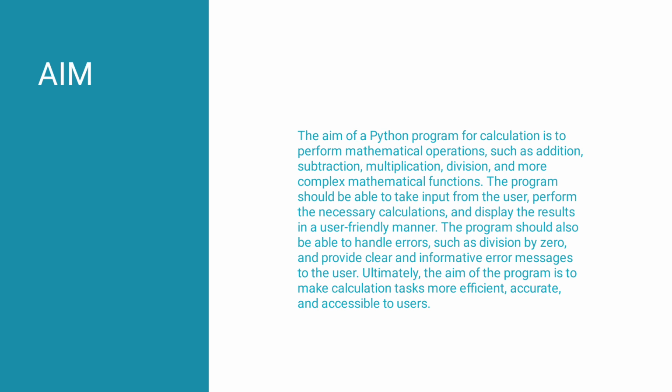The program should be able to take input from the user, perform the necessary calculations, and display the results in a user-friendly manner. The program should be able to handle errors such as division by zero and provide clear and informative error messages to the users. Ultimately, the aim of the program is to make calculation tasks more efficient, accurate, and accessible to users.